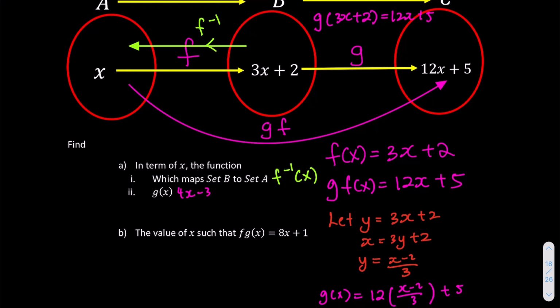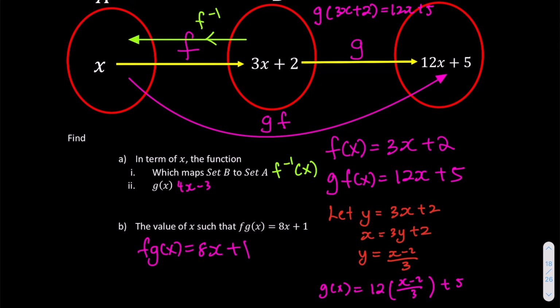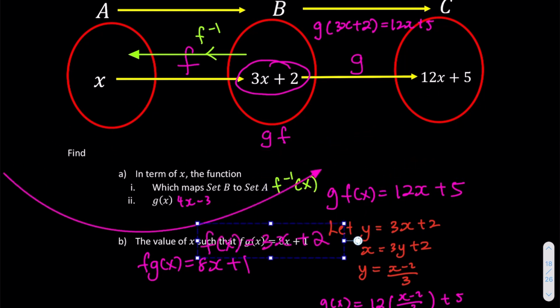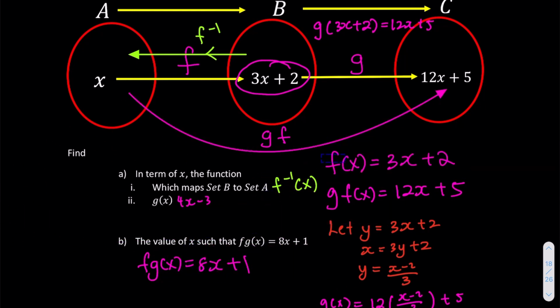So next, find the value of x if fg of x is 8x plus 1. Now they say that fg of x is equivalent to 8x plus 1. But be careful, what we found is gf, and now they want fg. So it means that we're going to find fg by ourselves first. This one is rather easy because we have our f, which is 3x plus 2. Let me write it down here so it's easier for you to see.